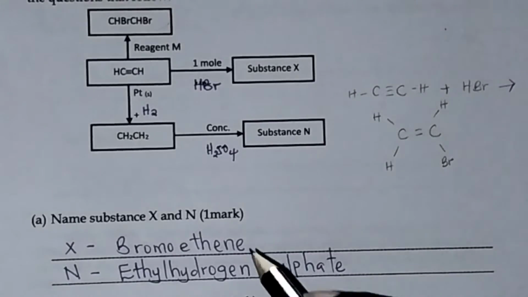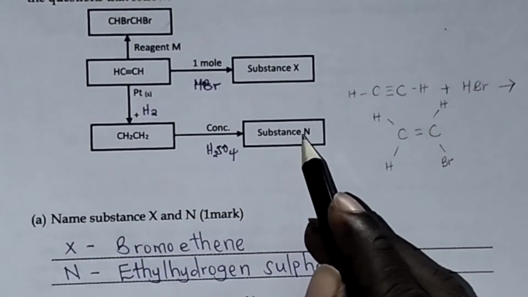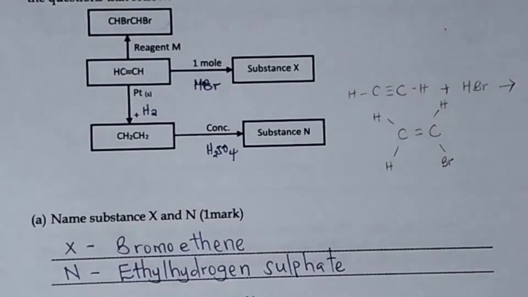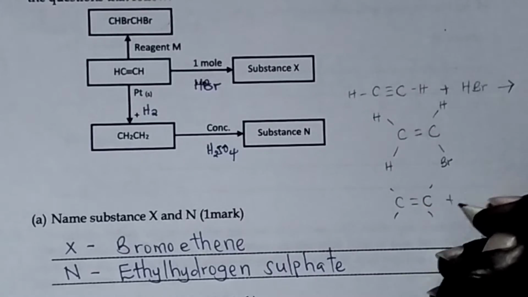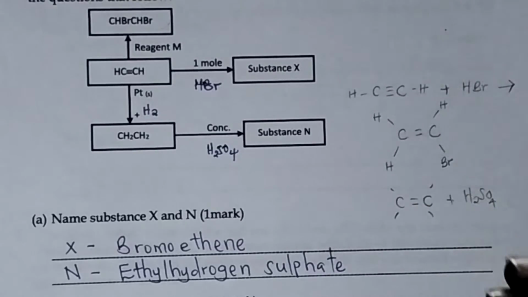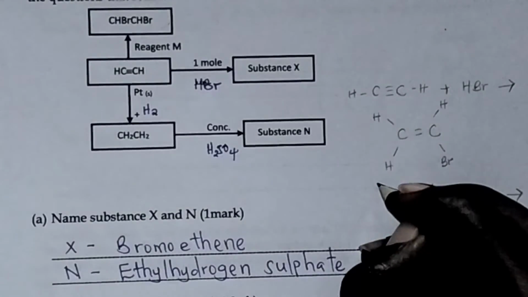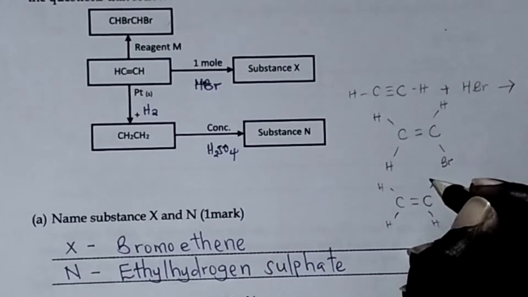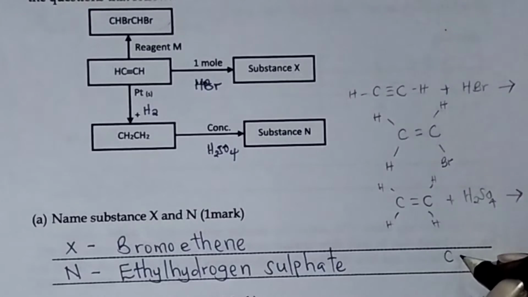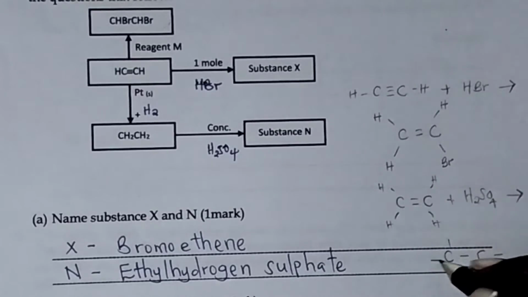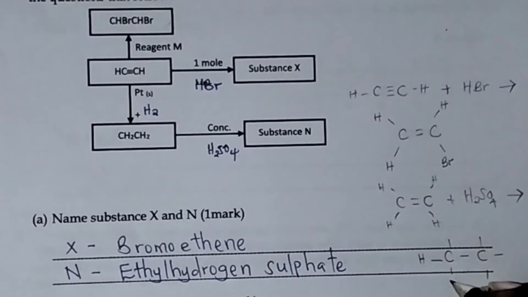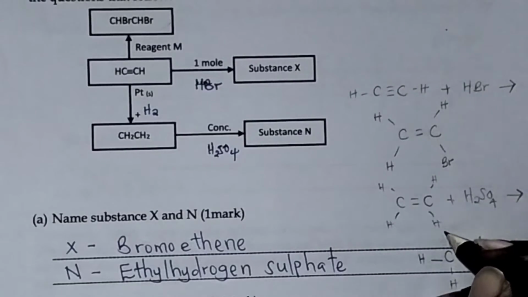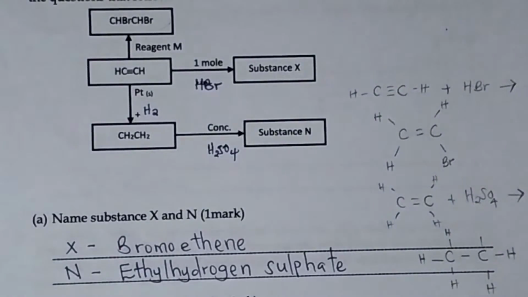So we are supposed to look again at substance N. Substance N is here. We have ethene. If you have ethene, then you are told to react with sulfuric acid, concentrated sulfuric acid. So the first step, what will happen is the double bond breaks up. When the double bond breaks up, we are going to get single bonds. So initially we had four hydrogen, 1, 2, 3, 4. So in sulfuric acid, we can put 1 hydrogen on this carbon, then we can put the remaining.